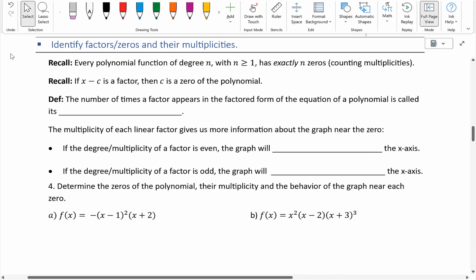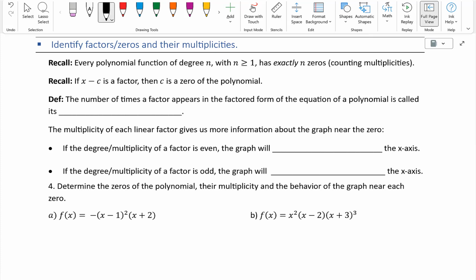All right, to fill in those squiggles in the middle, we've got to identify factors or zeros and their multiplicities. So a couple of recalls. Every polynomial function of degree n with n greater than or equal to 1 has exactly n zeros, counting multiplicities. So when we solve those polynomial equations for a degree 4 polynomial, we found 4 zeros. For degree 3, we found 3. For degree 5, we found 5. Sometimes we had those repeated zeros, so like we saw above or like we'll see below. Like x minus 1 squared there for 4a is a repeated zero, repeated factor, so a repeated zero. But we'll fill in definitions in a sec.